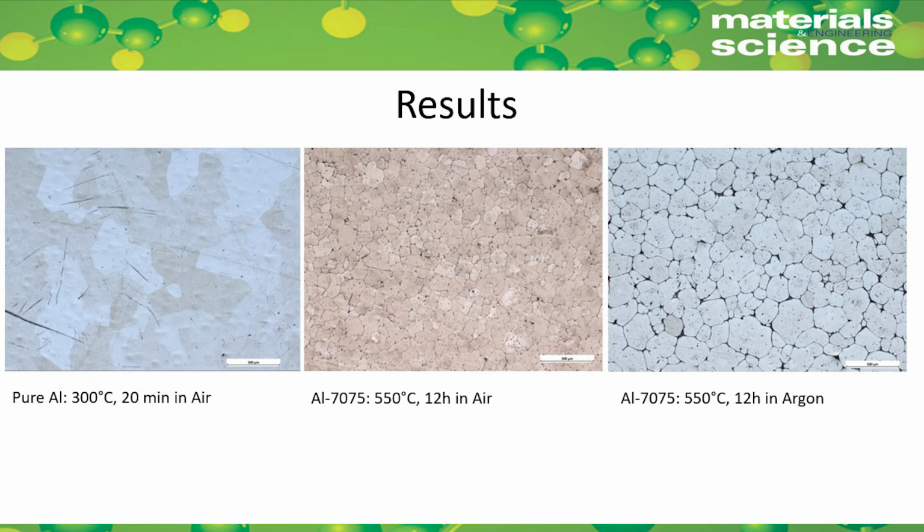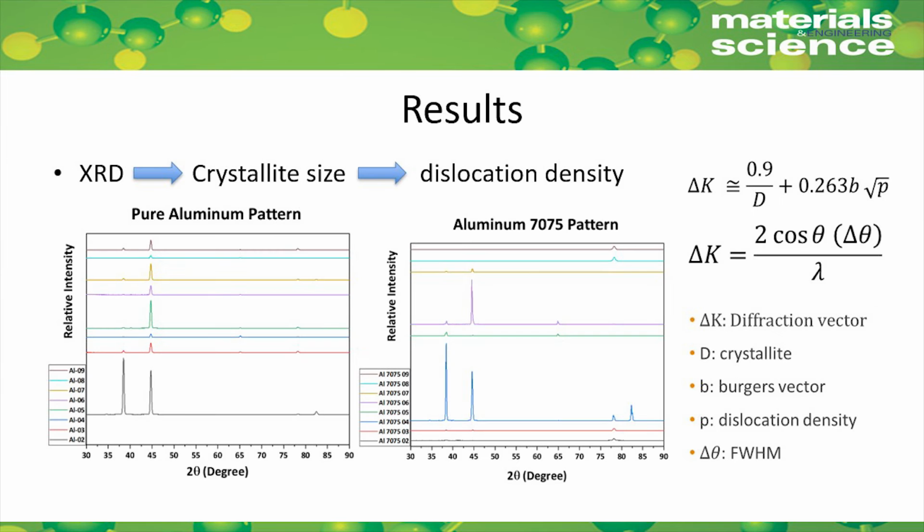In order to get as large a grain size as possible for aluminum 7075, the samples were heat treated at 550 degrees C for 12 hours, which is the highest possible solution treating temperature without potential melting issue. The final average grain size is around 100 micron for the air condition. In order to minimize the oxidation, we also heat treated the samples in argon, which results in a larger grain size. This slide shows the XRD results for both pure aluminum and 7075 samples.